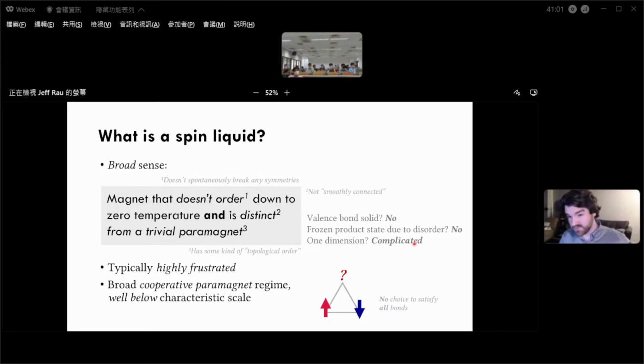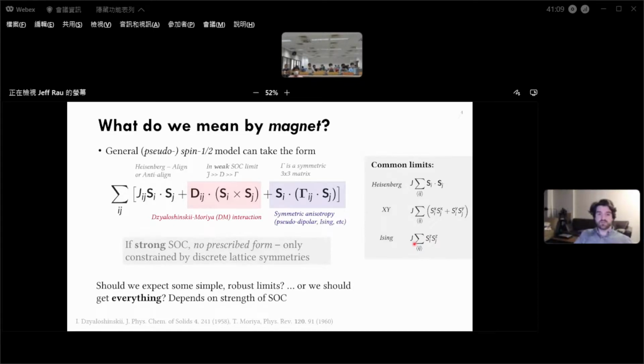So before we explore that definition a little bit, let's just be clear what we mean by some of these foundational terms. What do we mean by a magnet? Typically when I'm talking about a magnet here, I mean, I'm a theorist, so when I say what I mean by a magnet, I mean a model for a magnet. And so I mean a very general kind of spin model that might look something like this.